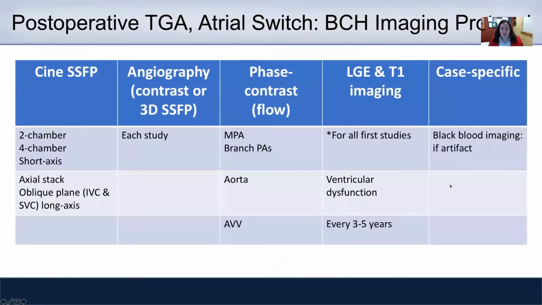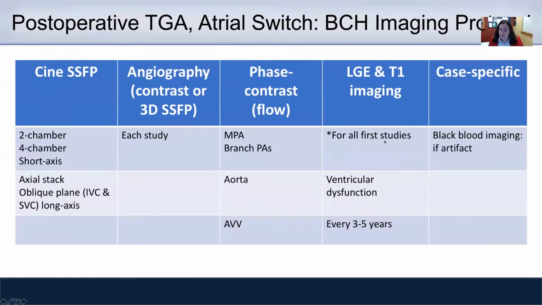Here is an imaging protocol that we might use for patients with an atrial switch procedure. We start with that same set of Cine SSFP images, but we oftentimes will do additional imaging, an axial stack, and oblique planes of those systemic venous baffles to get a better understanding for complications such as stenosis or leaks. We do angiography on each study, and again, oftentimes using contrast for the initial study, but then reverting to a respiratory and navigator-gated whole heart sequence to get a better understanding of both the venous pathways as well as the vasculature. We use phase contrast flow imaging to look at flow throughout the main PA and branch PAs, as well as the aorta and AV valves.